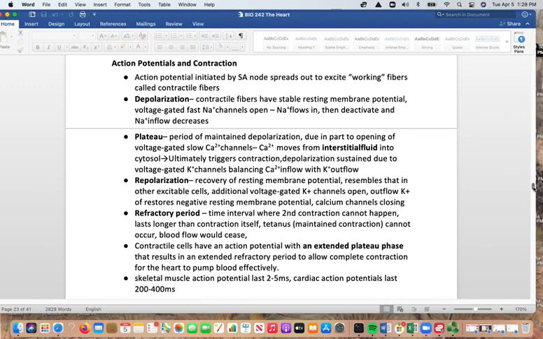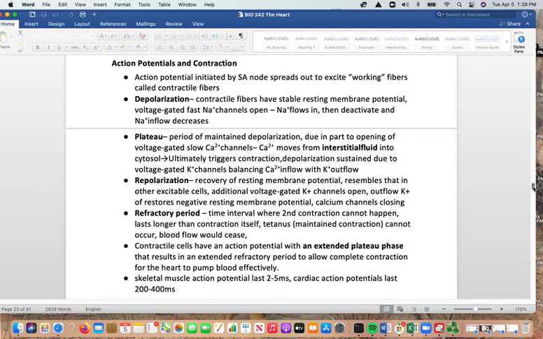So the refractory period, this is a time where you can't have a second contraction happen, and it actually lasts longer than the contraction itself. So the tetanus or maintained contraction cannot occur. That would cause blood flow to cease. So you need to have a little bit of time where the pump is relaxed in order to let the blood move. If it contracted again too quickly, it's not going to work as an efficient pump.